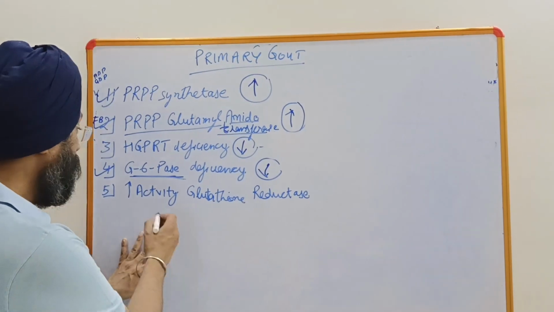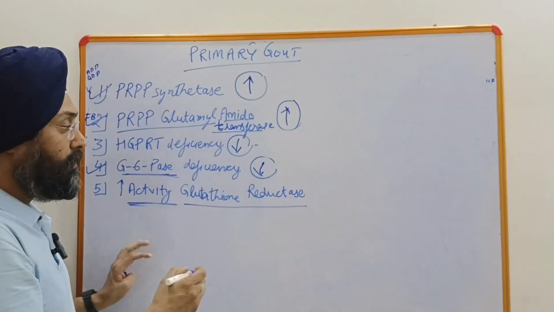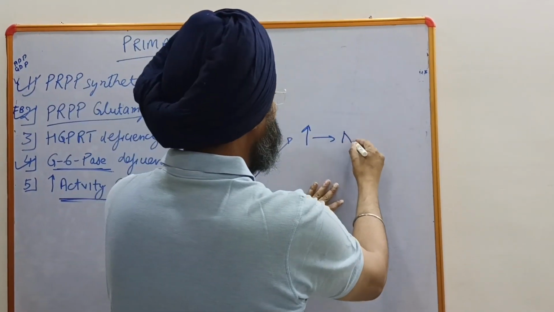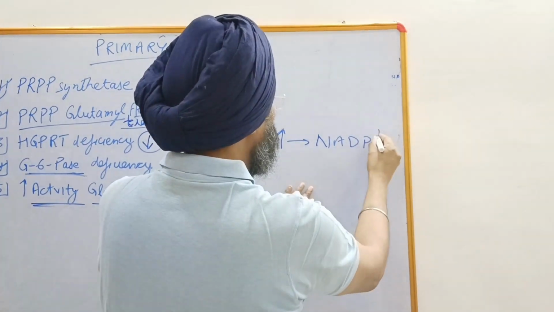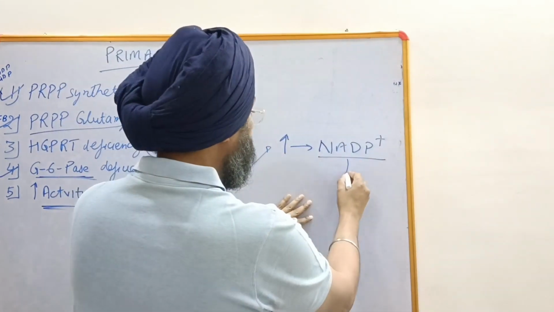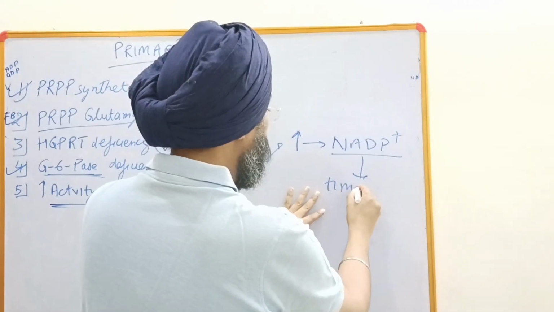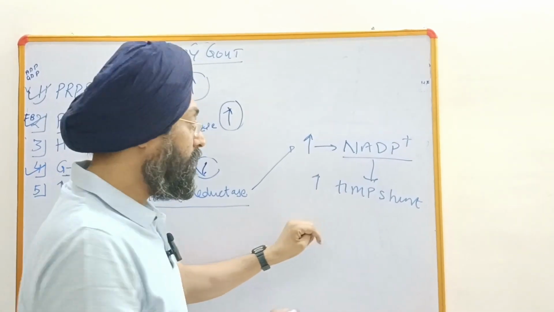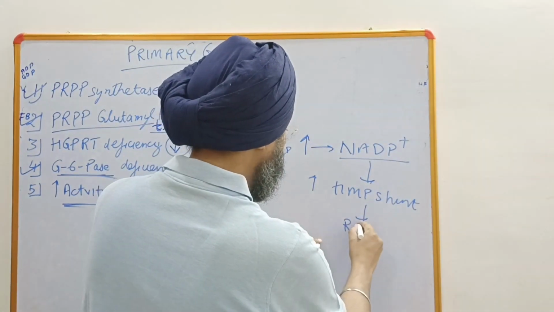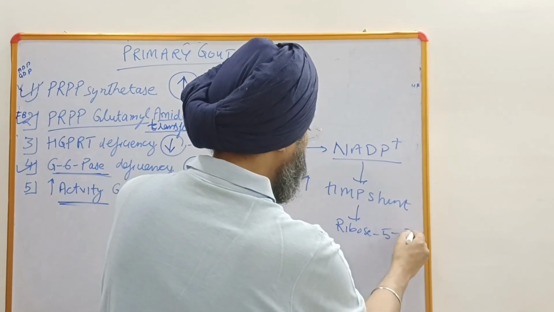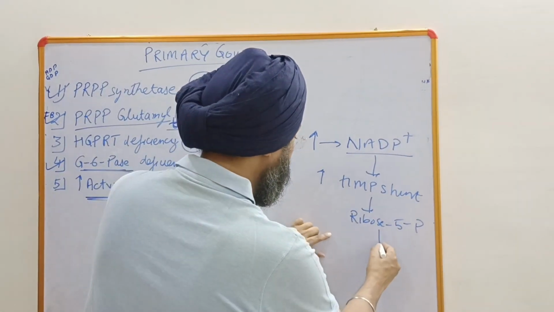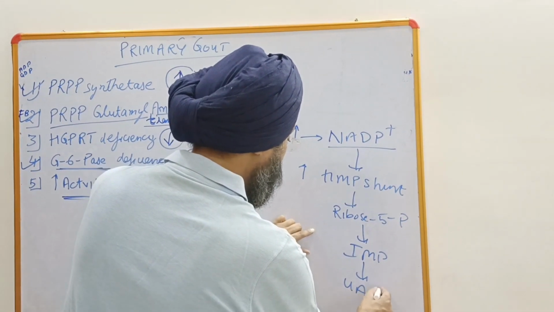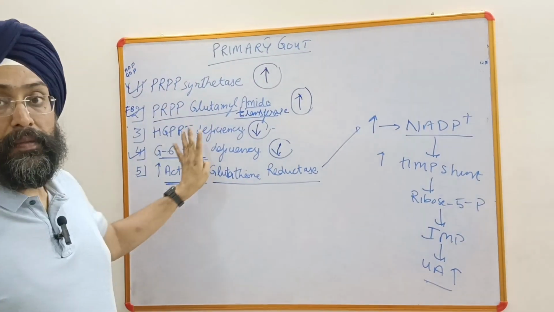Now the last enzyme is increased activity of glutathione reductase. Its increased activity will cause increase in production of NADP positive, right? And there will be more utilization of HMP shunt. Increase in HMP shunt utilization will result in more formation of ribose 5-phosphate, right? Ribose 5-phosphate will ultimately lead to synthesis of IMP, and IMP will ultimately lead to increased synthesis of uric acid. So all the 5 enzymes are now discussed.